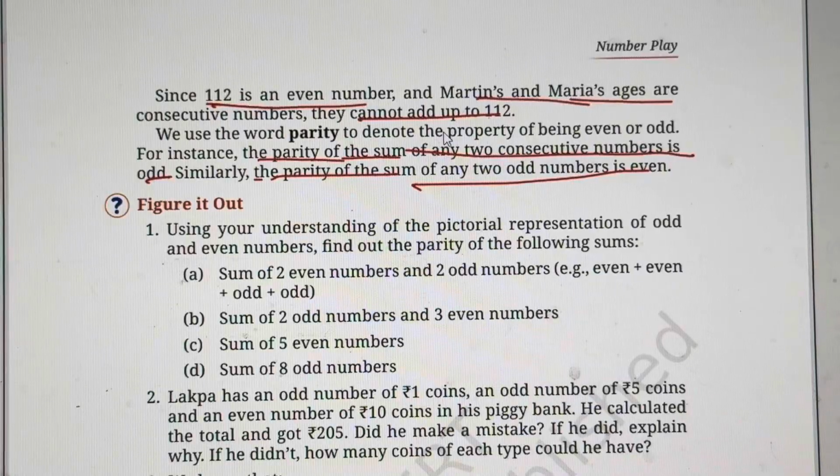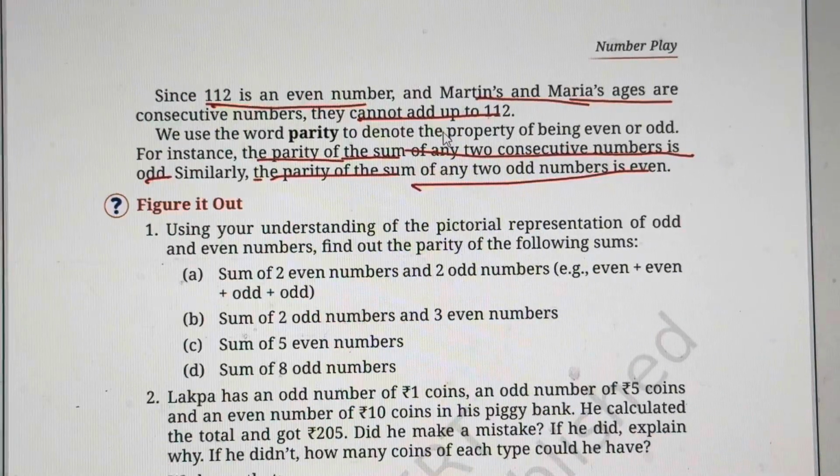Right? So we will continue with this chapter in the next video. We'll solve the figure it out exercise which is given based on the same concept.